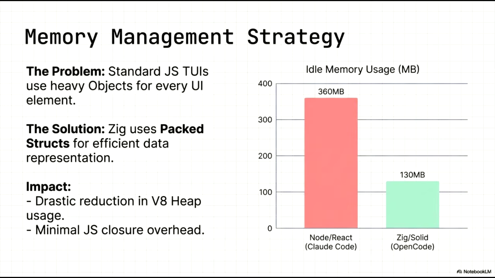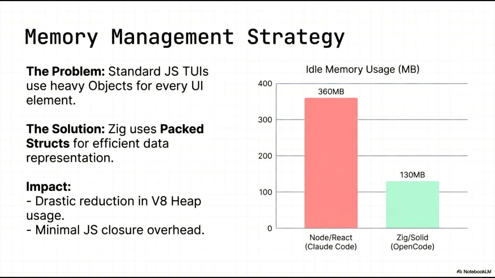Our memory management strategy addresses a fundamental efficiency problem found in standard JavaScript-based terminal user interfaces. Typically, these TUIs rely on heavy JavaScript objects for every individual UI element, which leads to significant bloat within the V8 heap. To solve this, we leverage Zig's packed structs to provide a much more compact and efficient data representation. This transition results in a drastic reduction in heap usage and minimizes the overhead associated with JavaScript closures.